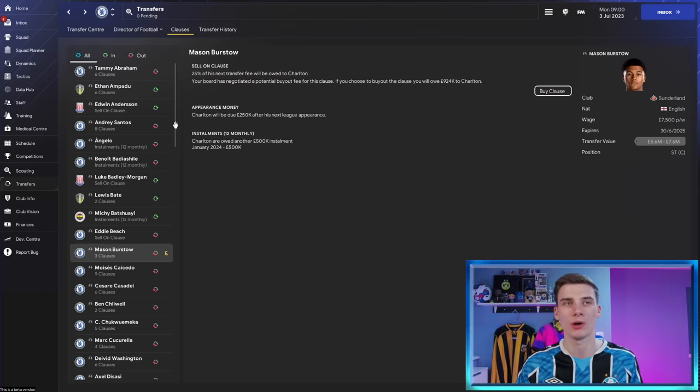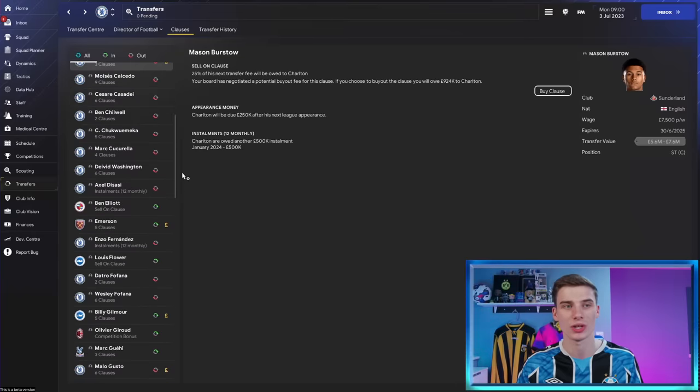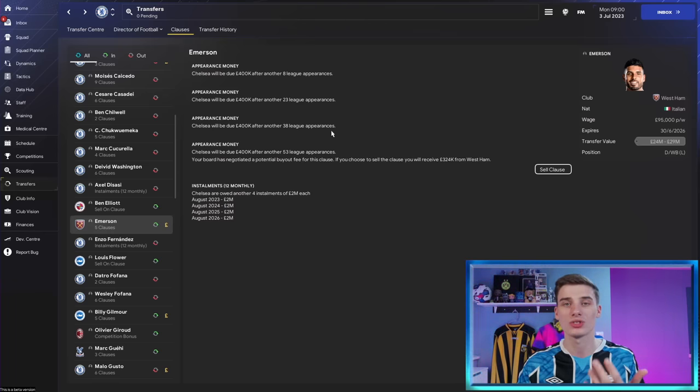But most of you aren't going to be bothered about that. Most of you want to make some money straight away. So if you find anyone with a pound sign that is no longer at your club, take Emerson here for example, we get some certain fees based on if he hits certain criteria over there at West Ham. If he gets another 8 appearances, we make £400,000, etc, etc. But this one here we can sell.